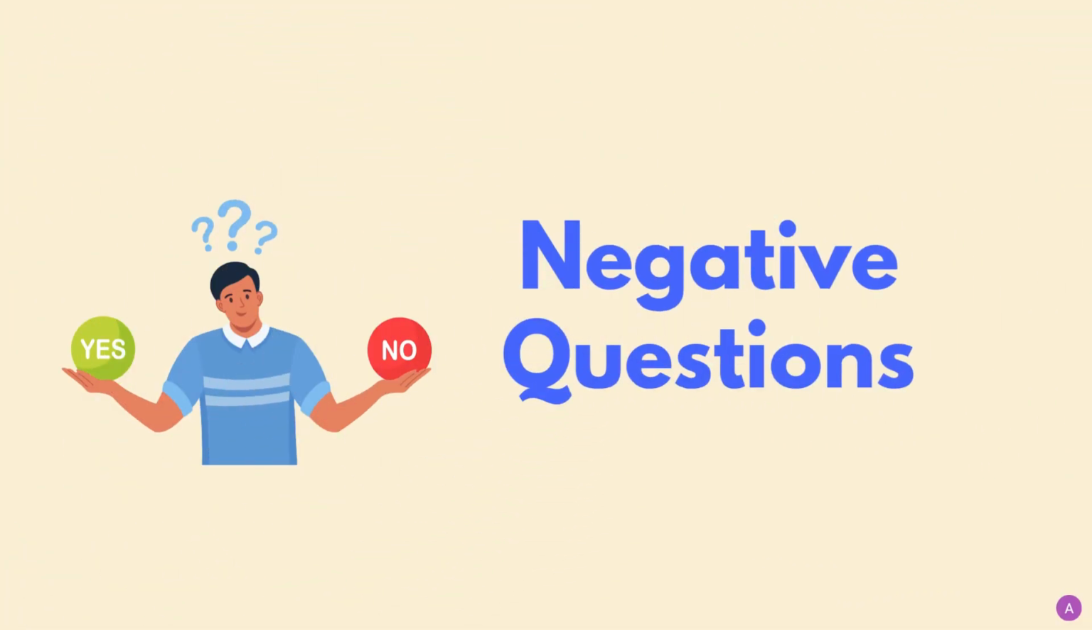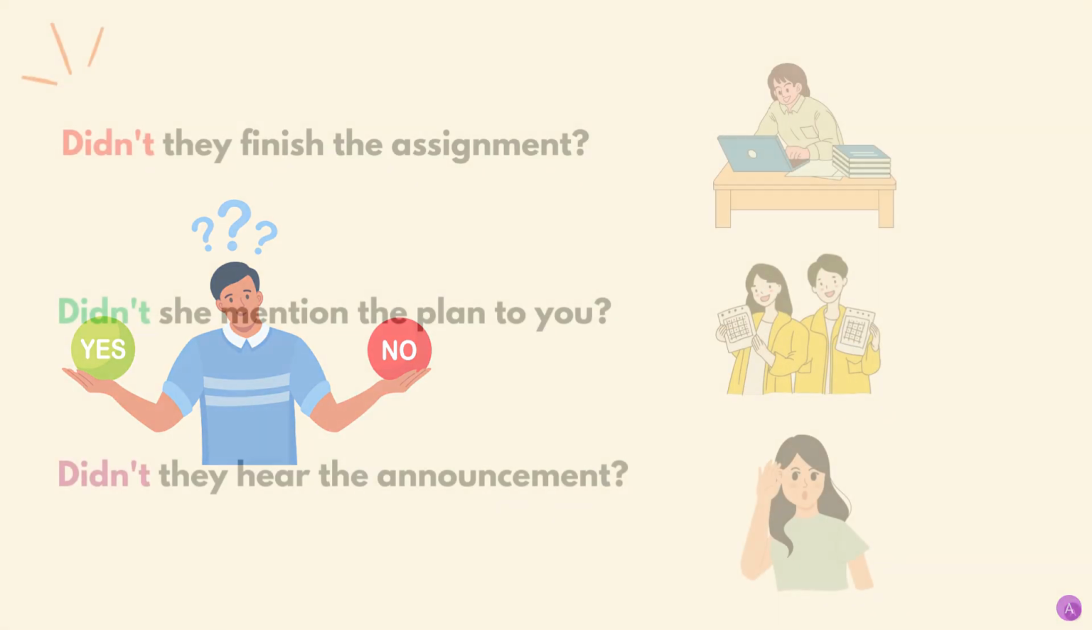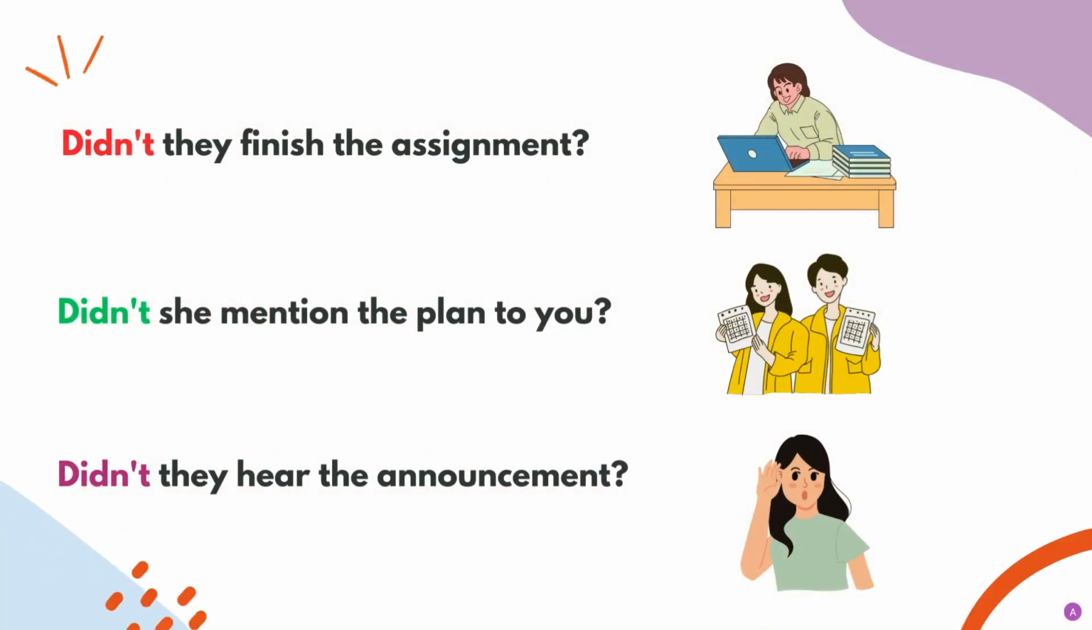Now let's look at the negative questions. In this case, if we want to ask something in a negative way, we must put didn't, which is a contraction of did not, at the beginning of the sentence to ask some questions in a negative way. Here we have some examples.